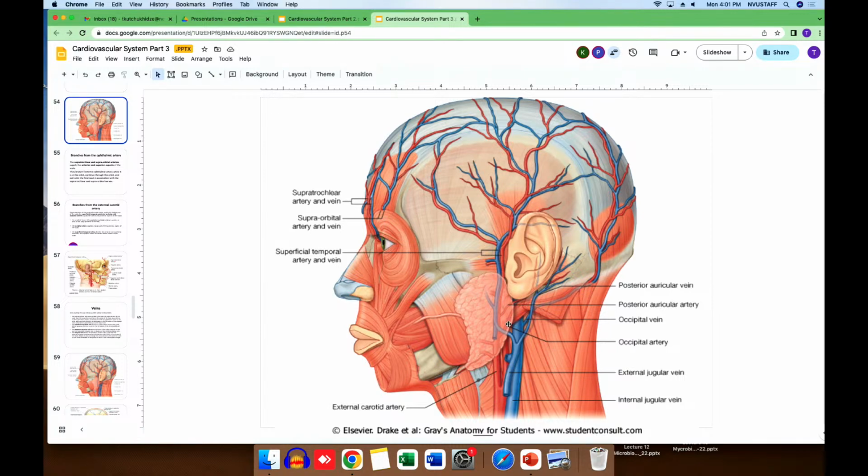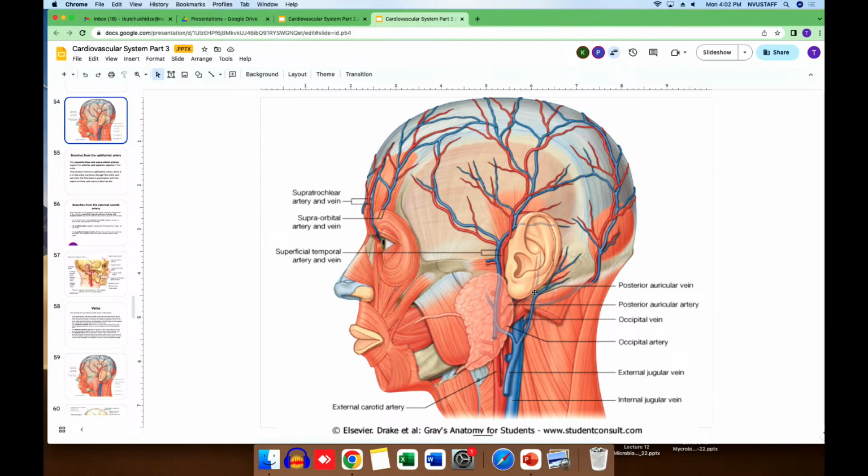And also we have the superficial temporal, which is further branching up on the upper side, and this is our superficial temporal artery. And this temporal artery was further branching and giving us a transverse facial artery. Now to talk about the posterior auricular artery, as the name implies, it is going behind the ears, right? And it is supplying the scalp posterior to the ear.